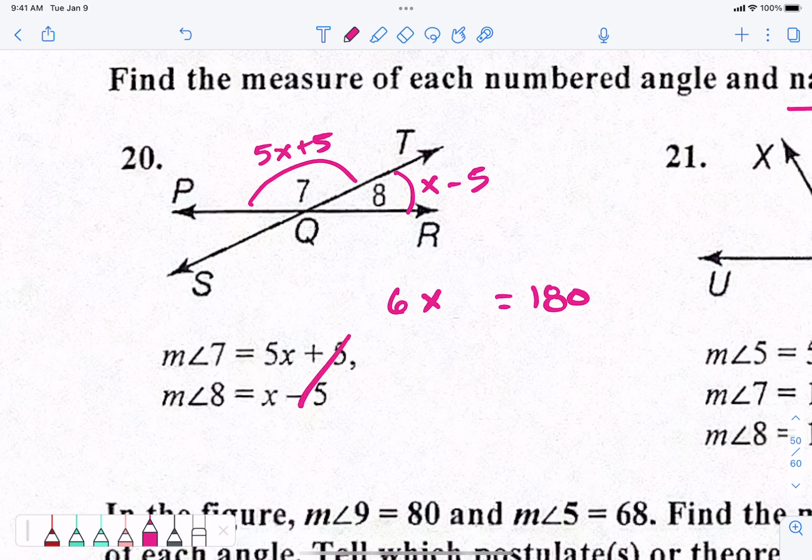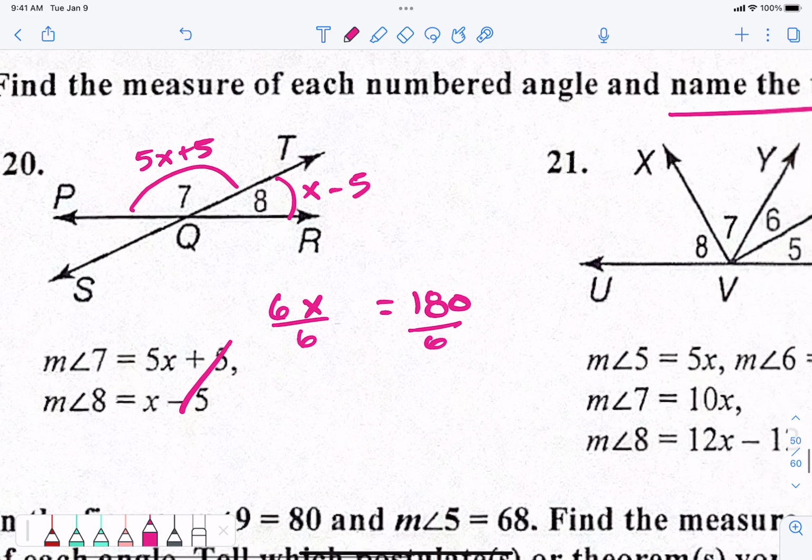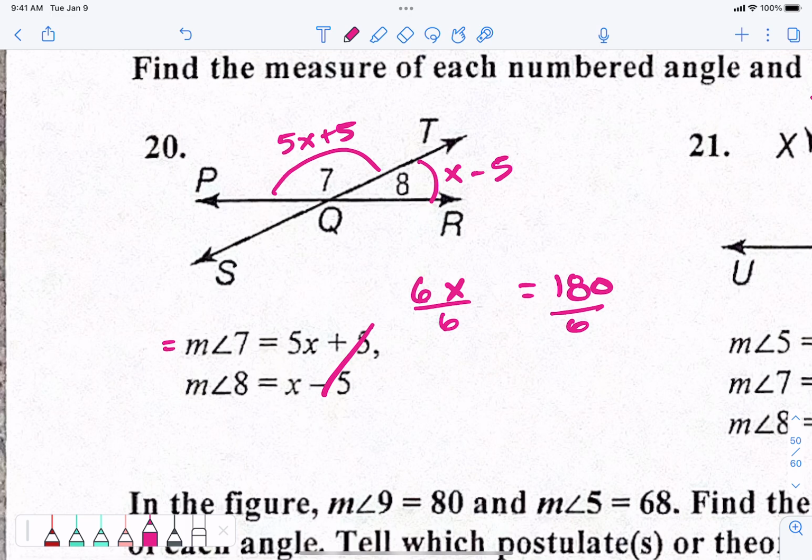Oh, hey, the 5 and negative 5 cancel out. 6x equals 180. Divide by 6. X is 30. Okay, but they want us to find the measure of each numbered angle. So if x is 30, angle 8 is 25. If we put 30 in, it's just 30 minus 5, so 25 degrees there.